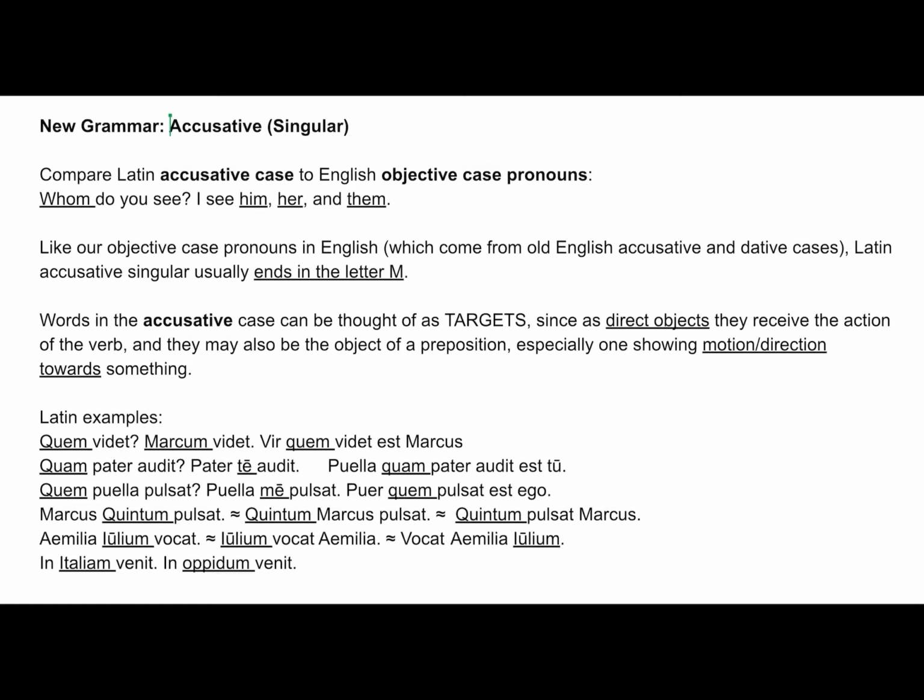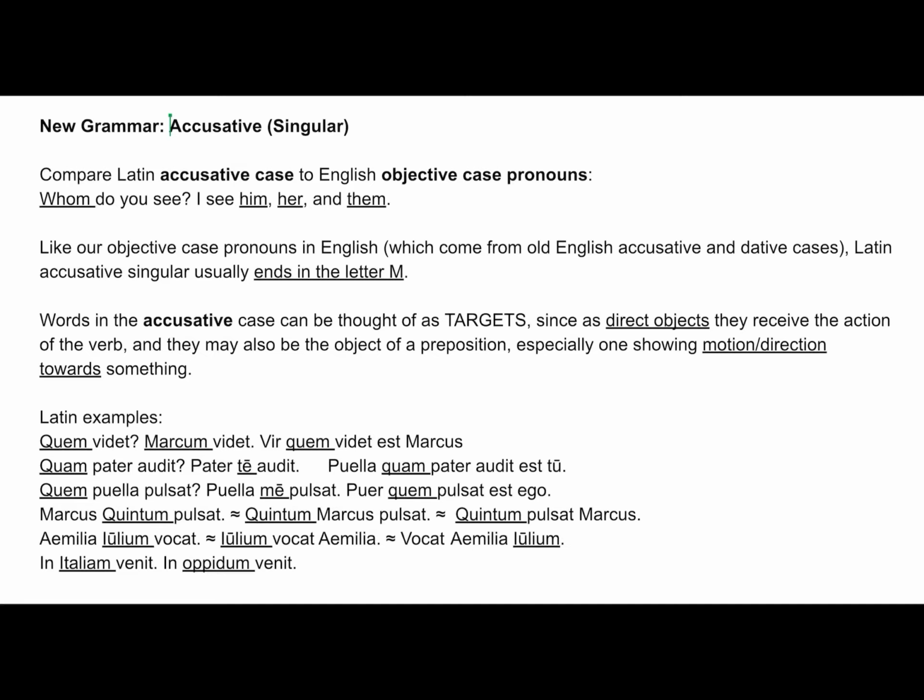All right, next line. Quem puella pulsat. Whom does the girl hit or beat? Puella me pulsat. The girl is beating me. Puer quem pulsat est ego. The boy whom she is beating is I. All right. Now, if you prefer to say is me, just know that that's incorrect grammar, but it's the colloquial, normal, everyday way of speaking in English. But we should say the boy whom she is beating is I.